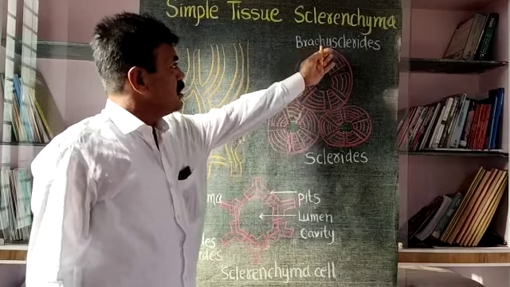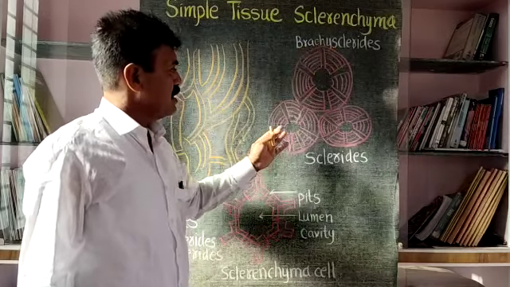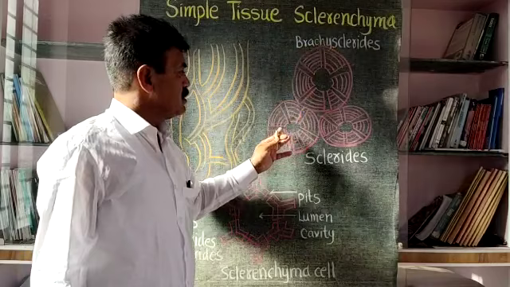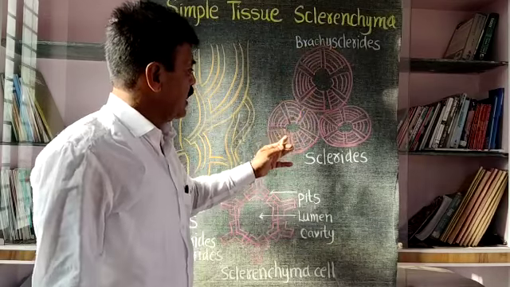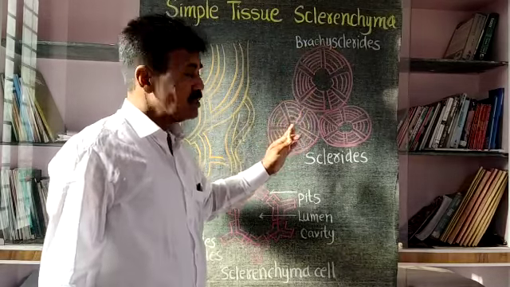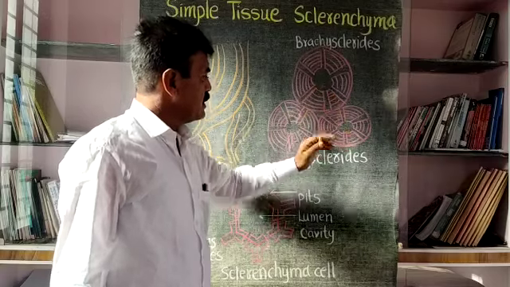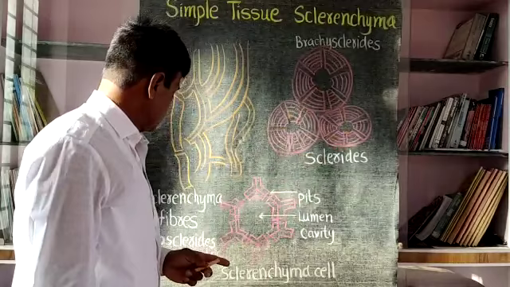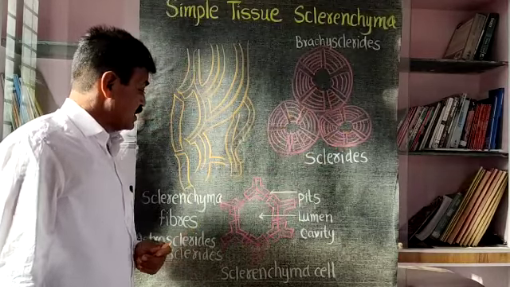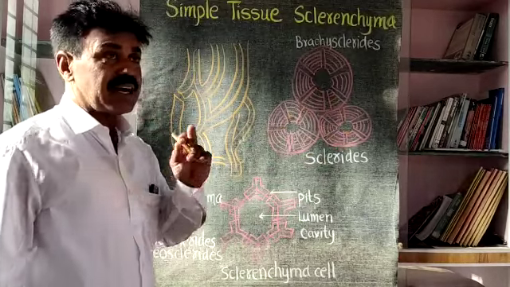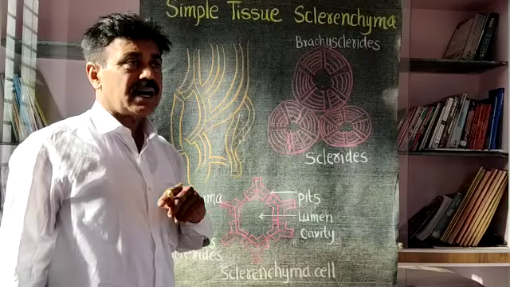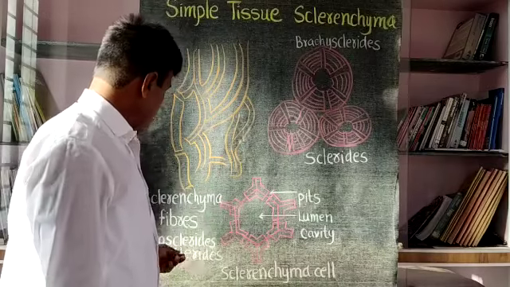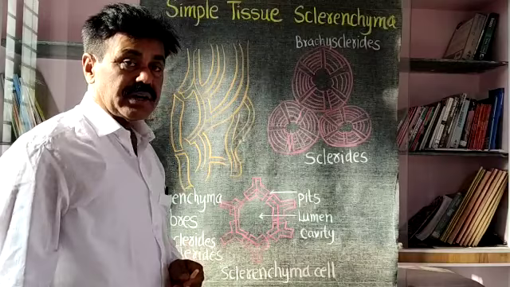Here this is about the brachysclereid. Brachysclereids are spherical, thickened structures with highly lignified walls and a small lumen cavity at the center. Then astrosclereids are there. If the sclereids have a star shaped structure, they are called astrosclereids.